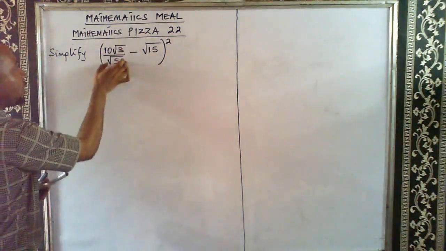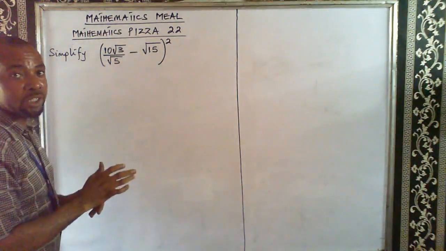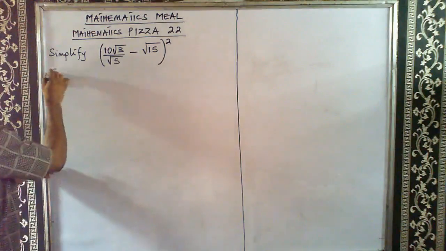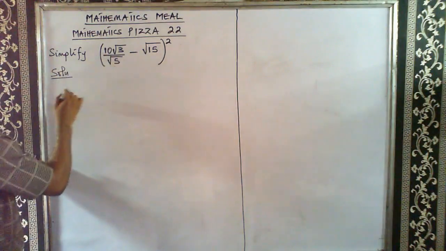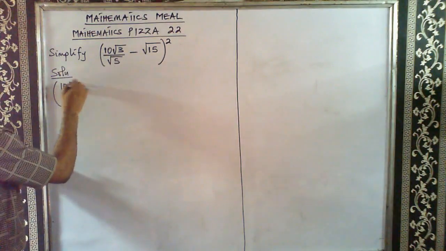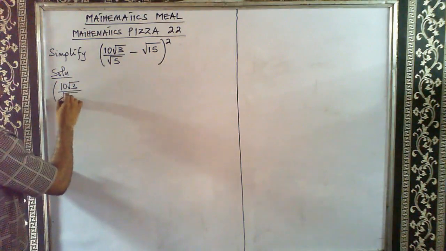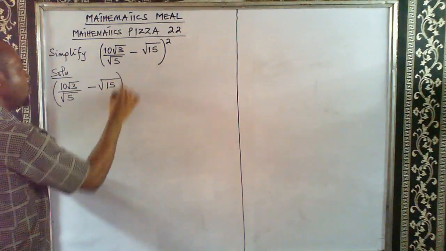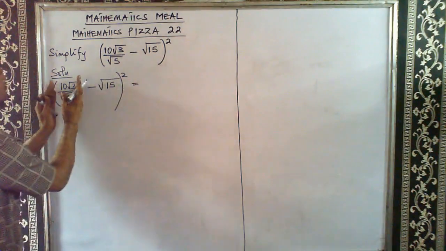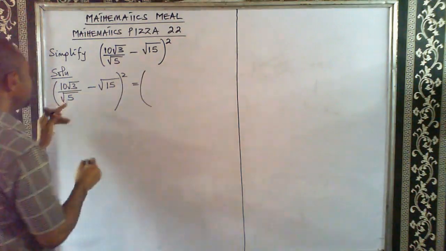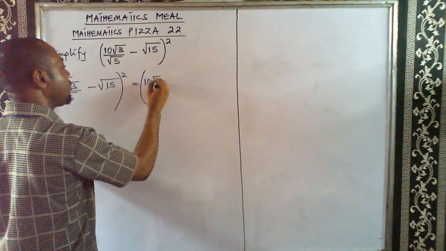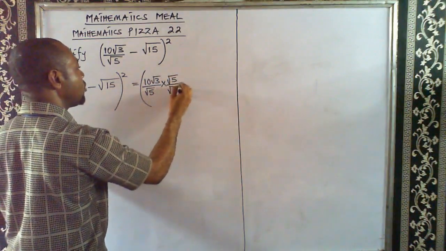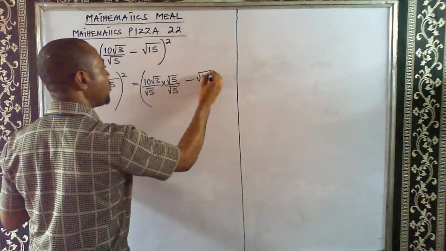I can rationalize the denominator of this fraction, and then this question becomes very easy. So let's look at this together. I have 10 square root of 3 all upon square root of 5 minus square root of 15, everything squared. Now let me rationalize this denominator. I'm going to have 10 square root of 3 over square root of 5 times square root of 5 over square root of 5 minus square root of 15.